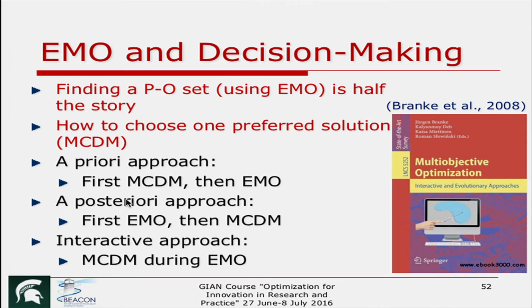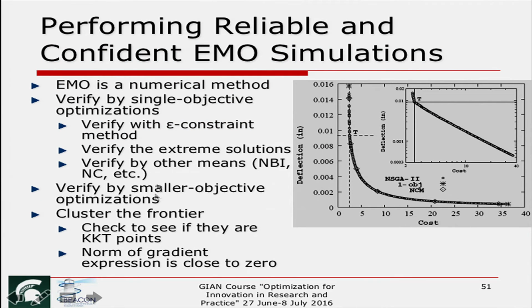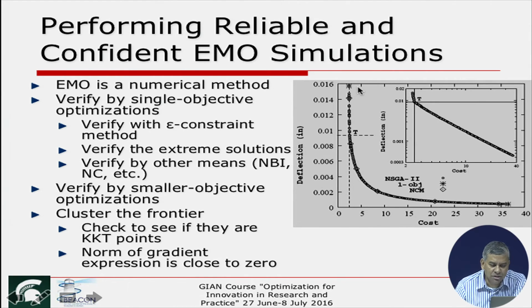Okay, let me just say one thing here, because this could be useful for all of your graduate students and teachers. So once you find by NSGA-II or any EMO methods a set of points, EMO method is like another algorithm, right?